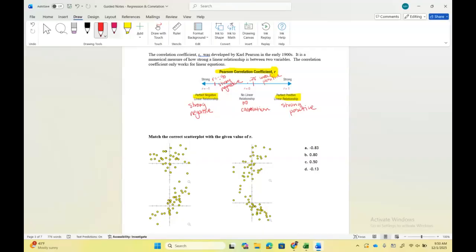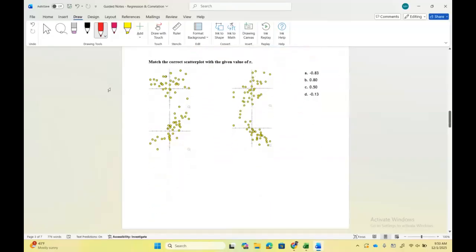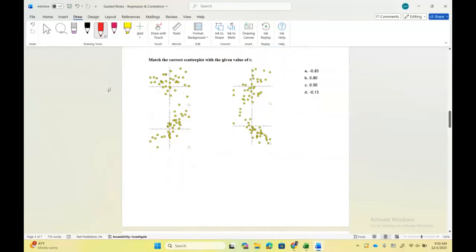Okay. All right, so what we're going to do on this next problem is kind of match a picture with the relationship of R. So for this first one, A, R is -0.83. So this is like a strong negative relationship. So I'm going to look at these answer choices for a strong negative relationship, and I'm going to say this is A.